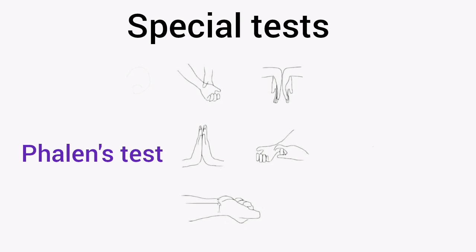The next test is the Phalen's test, in which the patient is asked to maximally flex the wrist and hold this position for 30 to 60 seconds. If the patient reports pain, numbness, or tingling, it means the test is positive. Phalen's test is the most sensitive test for carpal tunnel syndrome diagnosis, with a sensitivity of 80 to 90%.